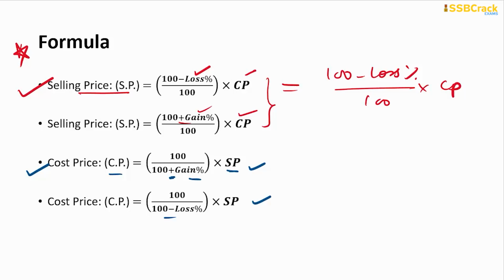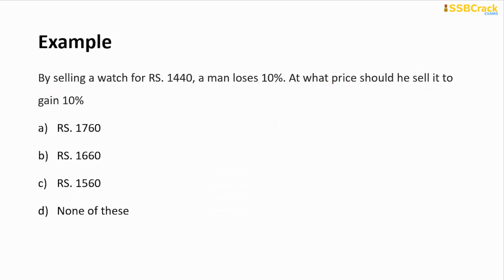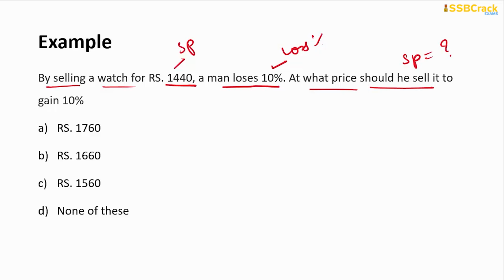Alright, so let's check out an example of how we can implement these basic formulae one by one to come to the final conclusion for our answer. So here is an example. By selling a watch for rupees 1440, a man loses 10%. So this is the loss percent mentioned for the man, and he sells the watch for rupees 1440. So this is the SP amount. At what price should he sell, meaning they ask for SP only, to get a gain percent of 10?